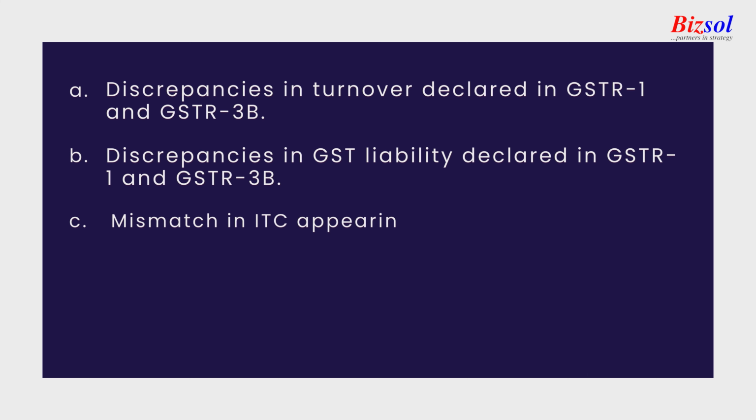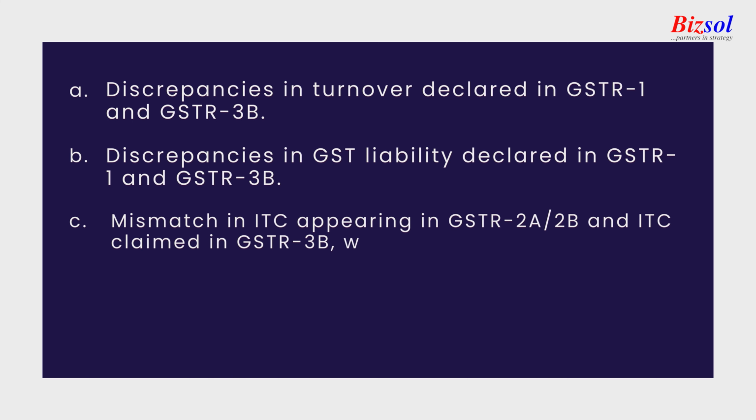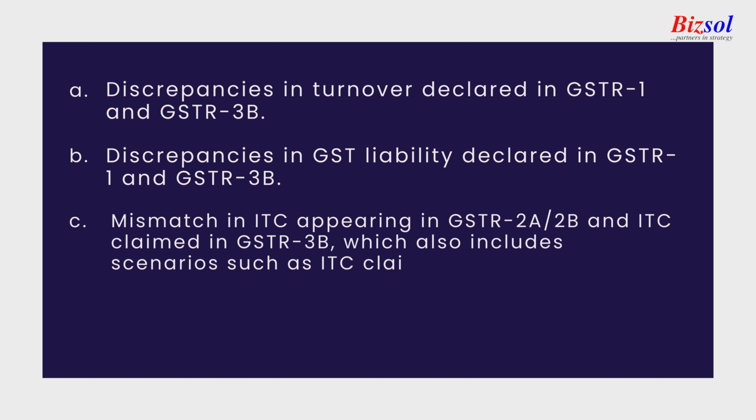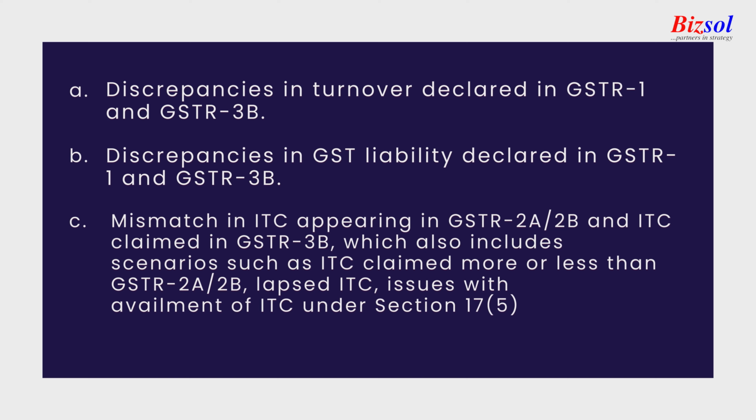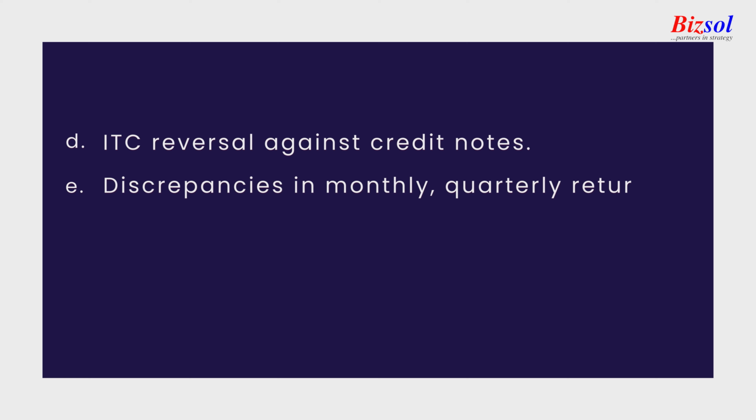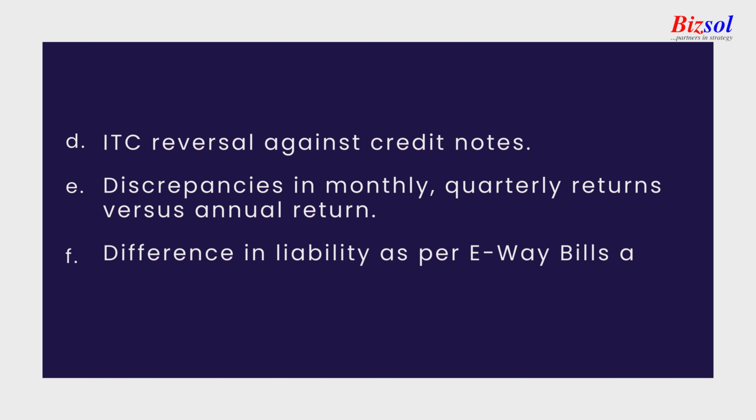C. Mismatch in ITC appearing in GSTR-2A, 2B and the ITC claimed in GSTR-3B, which also includes scenarios such as ITC claimed more or ITC claimed less than GSTR-2A, 2B. D. Lapsed ITC, issues with availment of ITC under Section 17(5), which is the block credit, and ITC reversals against credit notes. E. Discrepancies in monthly and quarterly returns versus annual return, and difference in liability as per e-way bills and GSTR-3B.